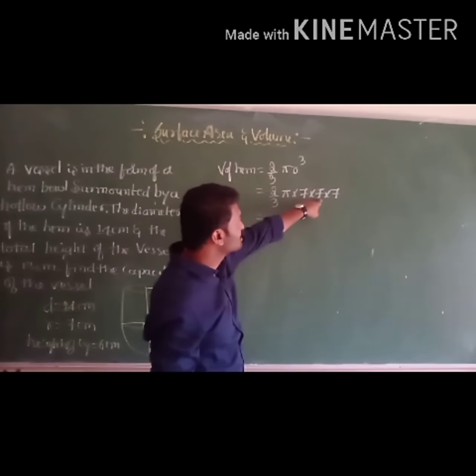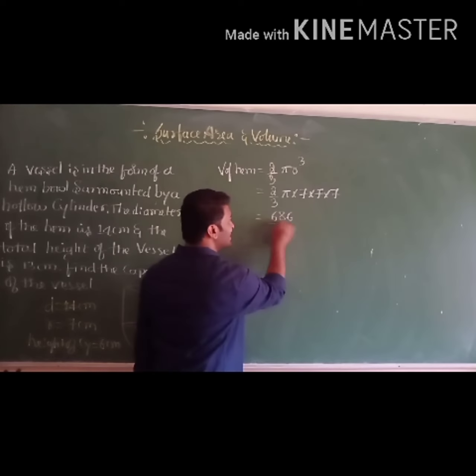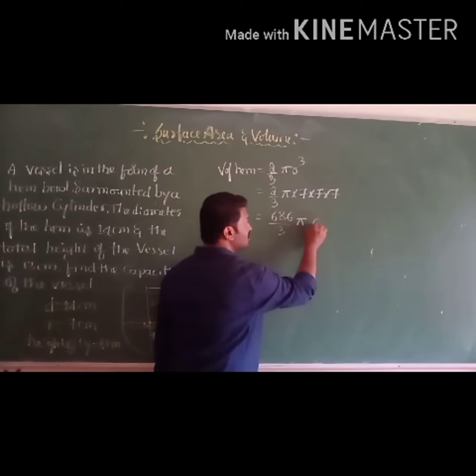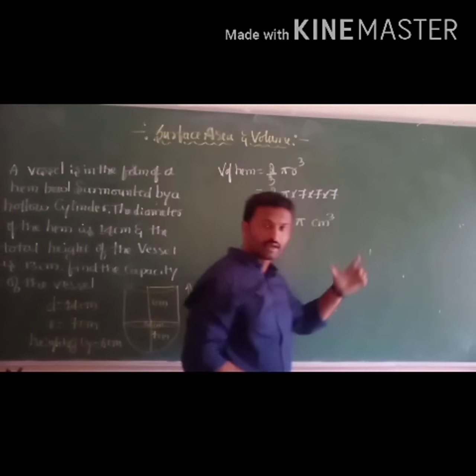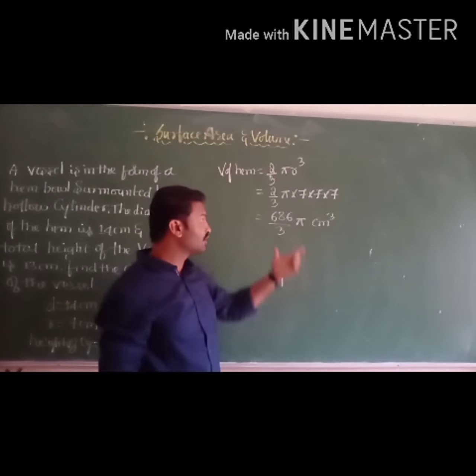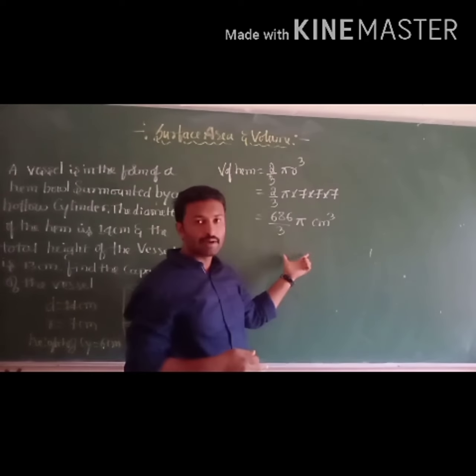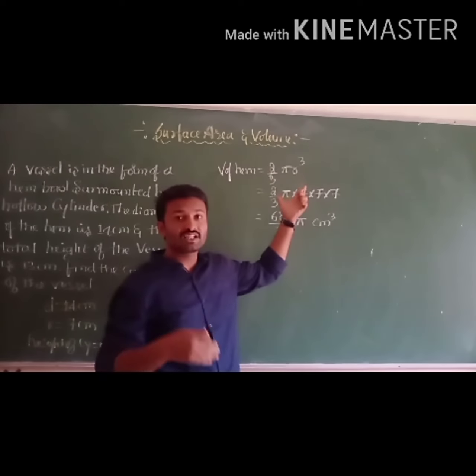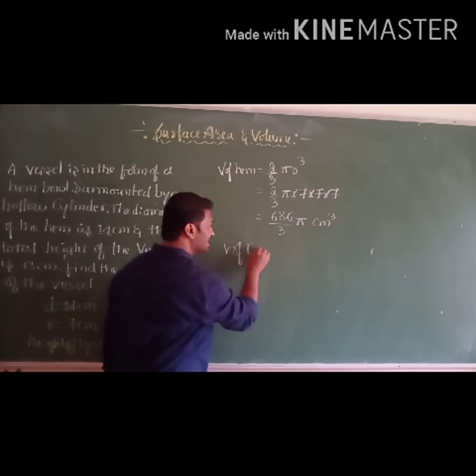2 into 7 into 7 into 7. You will get 686 divided by 3 pi as it is, cm cube. Okay, I wrote it directly; after multiplication you will get the same answer. 686 by 3 pi cm cube is the volume of the hemisphere. What else do we have to find now? The volume of the cylinder remains.